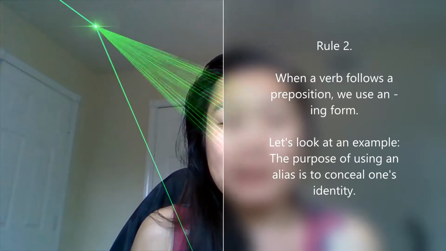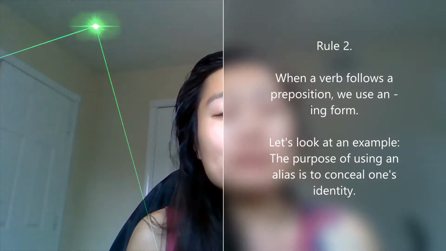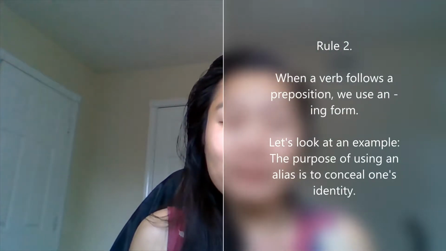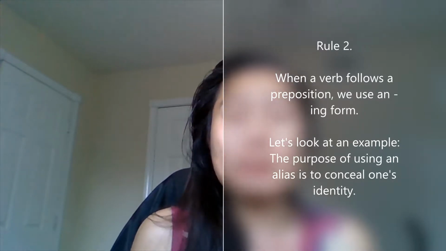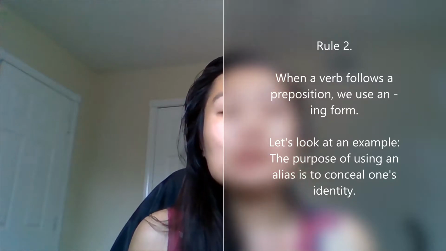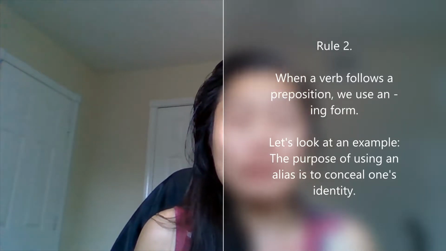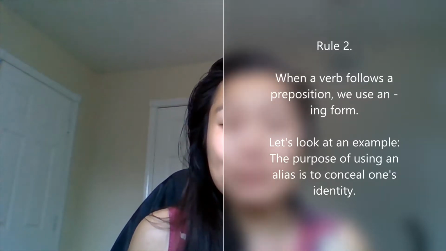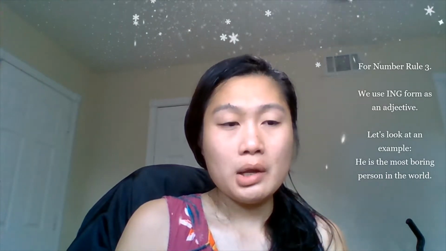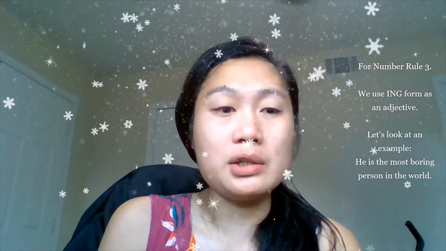Now let's take a look at rule number 2. When a verb follows a preposition, we use an ing form. Let's look at an example. The purpose of using an alias is to conceal one's identity. Of is the preposition, and using is the ing form, because we use a gerund after a preposition. Let's take a look at rule number 3. In rule number 3, we use an ing form as an adjective.